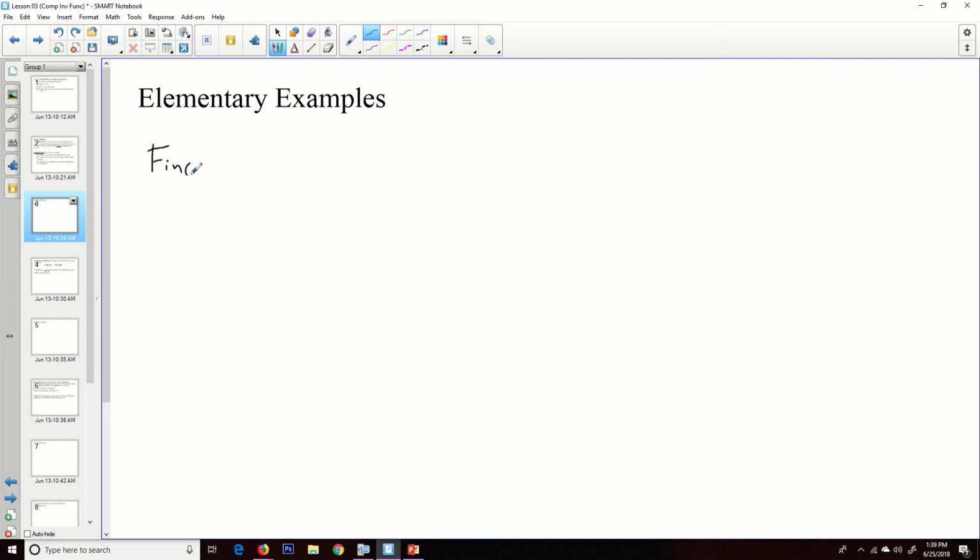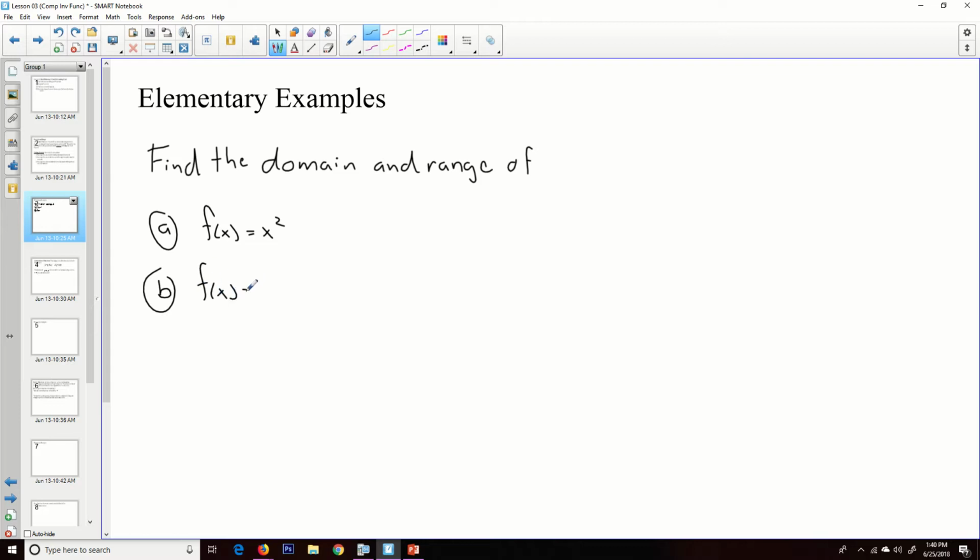Find the domain and range of, let's see here, A, f of x equals x squared. B, f of x equals 1 over x. And C, f of x equals square root of x. Some simple examples. So find the domain and range of all of these.